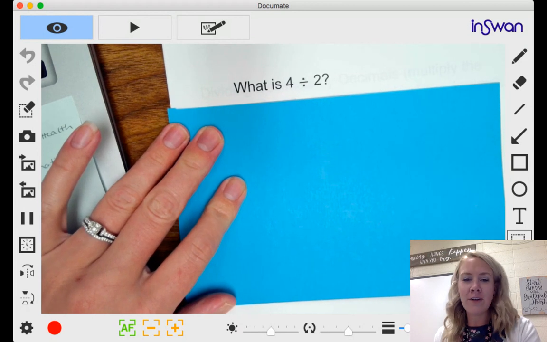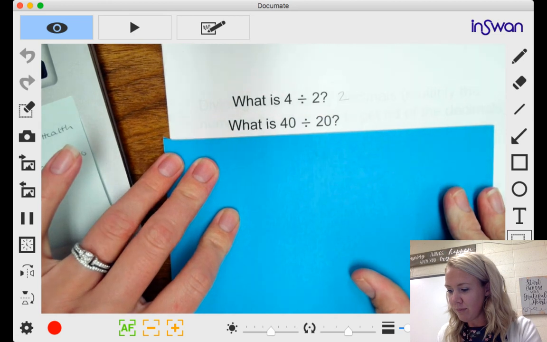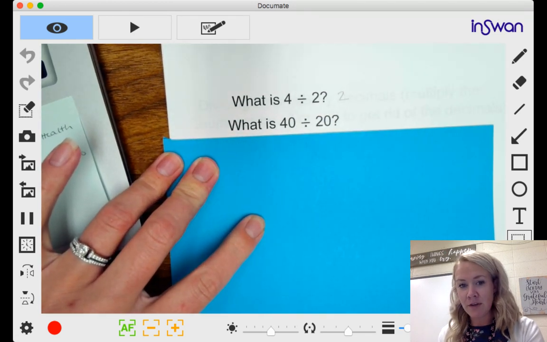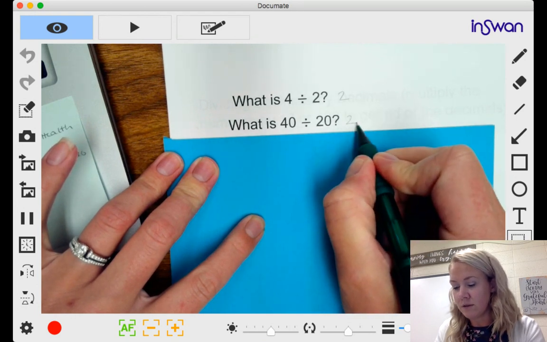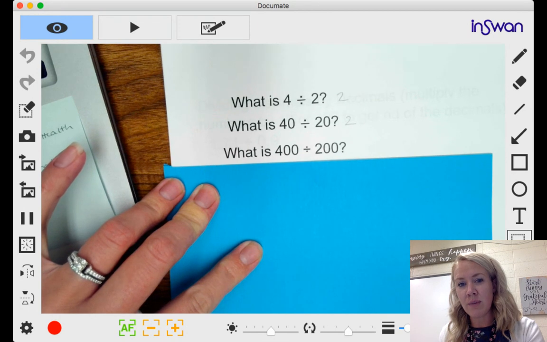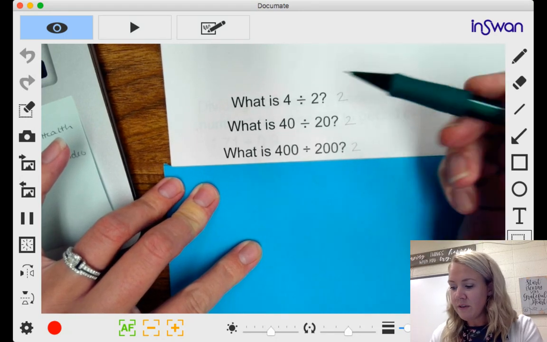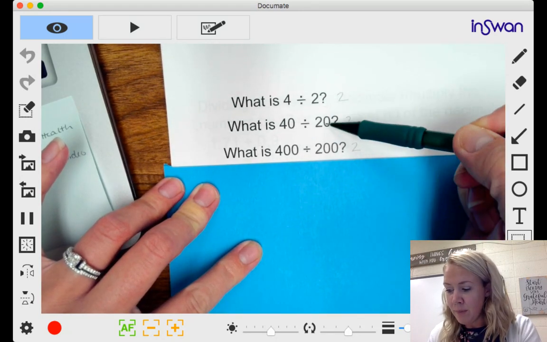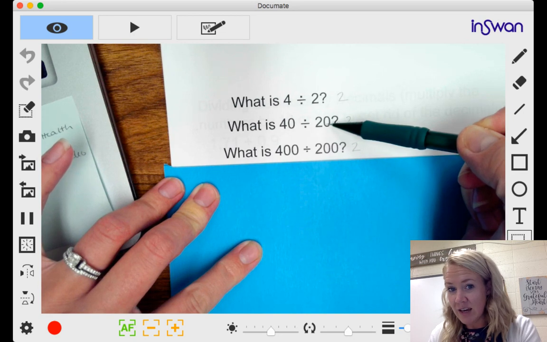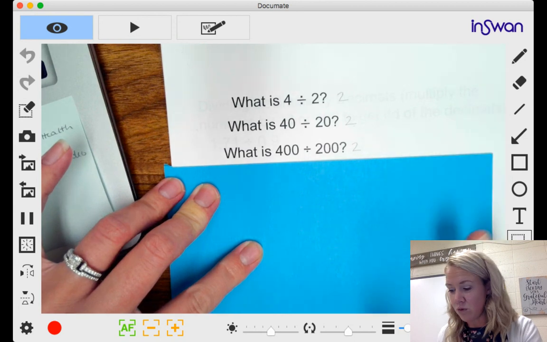So what is 4 divided by 2? Hopefully in your mind you're saying 2. What is 40 divided by 20? So how many 20s are in 40? Still 2. What is 400 divided by 200? How many 200s are in 400? Well, there's 2. So notice that if I times both numbers by 10, my answer doesn't change.